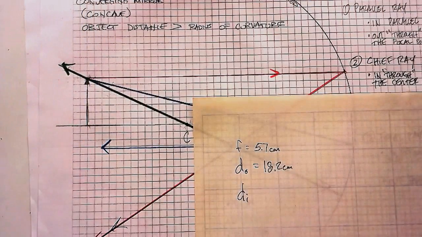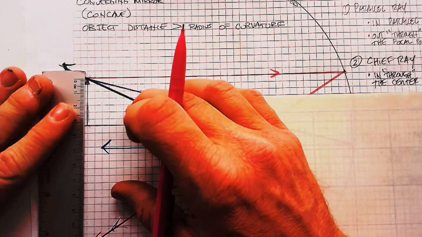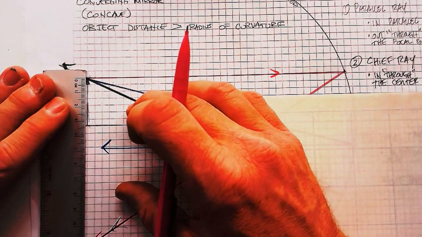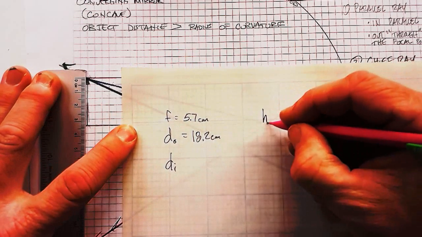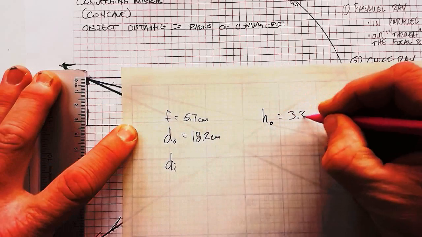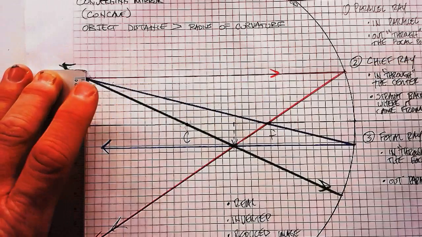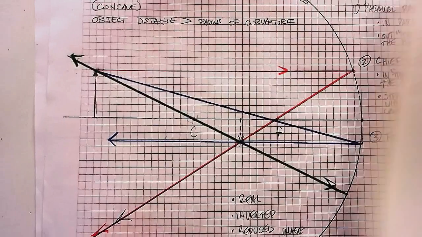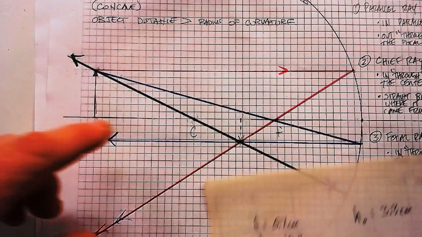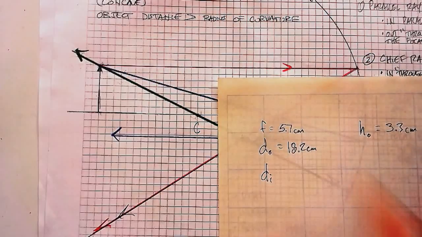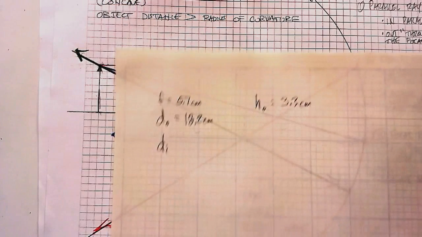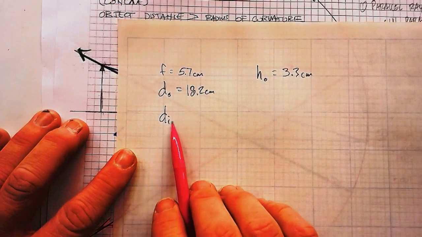Oh, and by the way, let's figure this out too. The height of our object is about 3.3. So for the record, the height of the object is about 3.3 centimeters. Okay. So we're just doing this to compare how the math and the drawing can be used together to see if you're doing something right. So let's find the image distance.